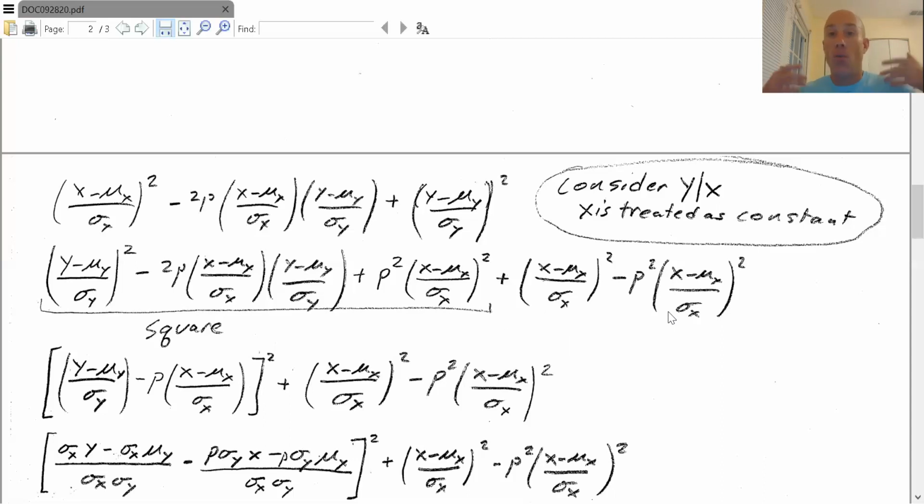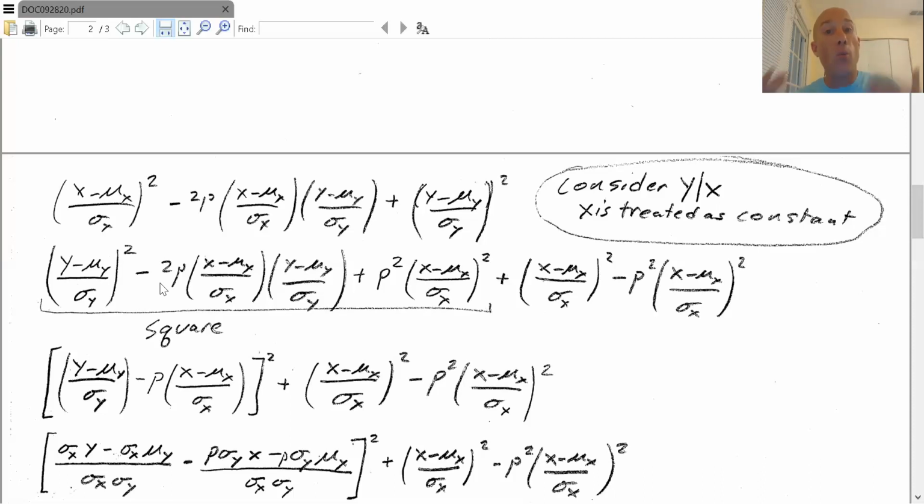Okay, so why do we do this? Why are we suffering through college algebra? Good question. Check this out. I've got y minus mu over sigma y, so I've got the parenthesis and a rho, and I'm squaring both of them. Now, what if I took what's inside the square, multiplied them, and then multiplied by 2?